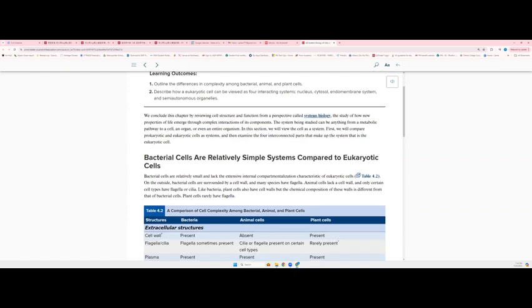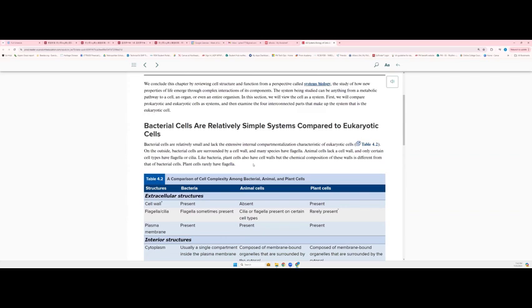Bacteria. First, we can talk about bacteria, because bacterial cells are relatively simple systems compared to eukaryotic cells. Bacteria are small, and they lack the extensive internal compartmentalization characteristic of eukaryotic cells. So compared to eukaryotic cells, they have fewer organelles. Outside, bacterial cells have cell walls, and many species have a flagella. Those flagella help bacteria to move, right?